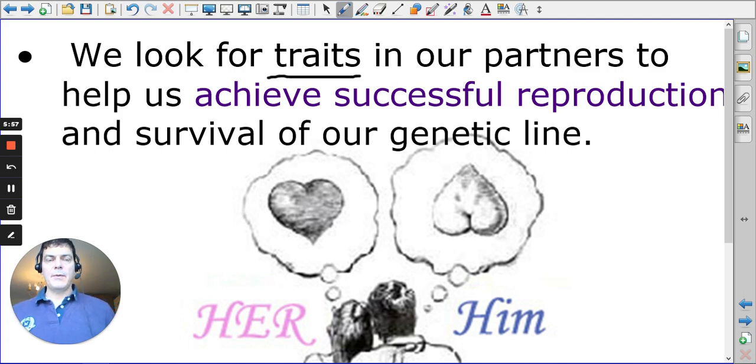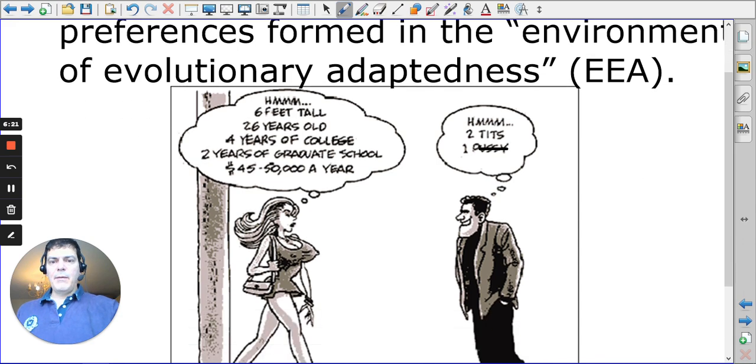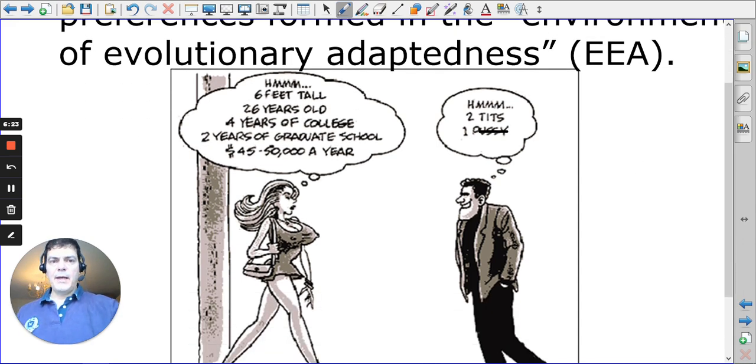In the next topic in the course, we do actually look at physical attractiveness. We also see that this choice is often a product of the EEA, which is the Environment of Evolutionary Adaptiveness. Once again, I do apologize for the rude comic here, but we see that both of them have their own particular preferences in terms of how to be successful.